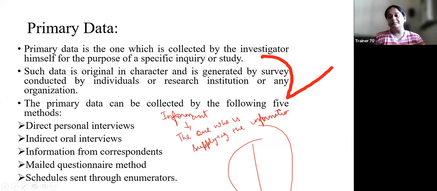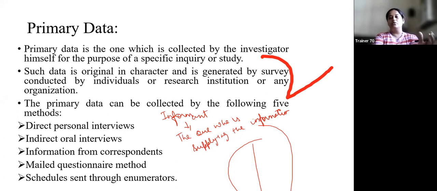The one who is supplying the information is known as informant. So the interviewer, or you can say the researcher, or you can say the surveyor, will go directly to informant, meet them, and ask certain questions relevant to his inquiry and record the answer in the presence of informant only. This is called direct personal interview.